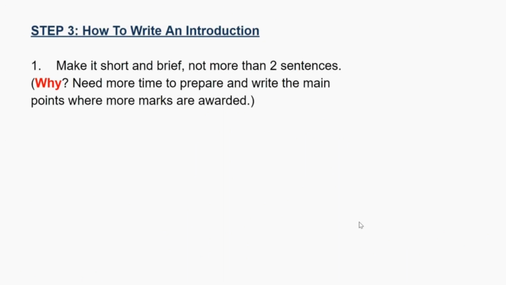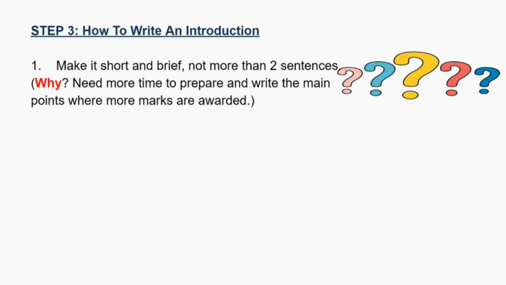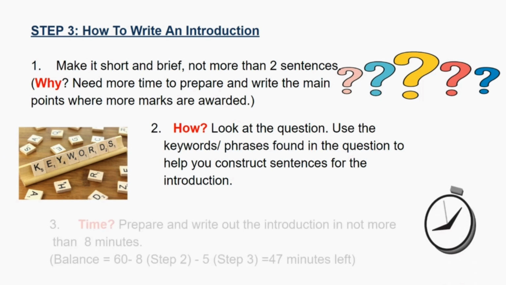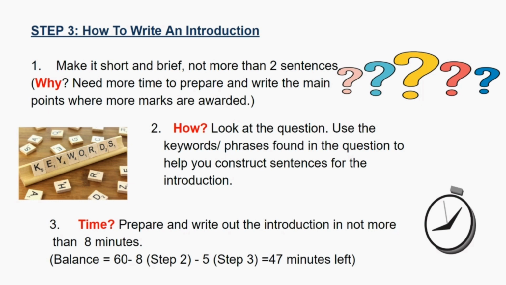Step 3. How to write an introduction. Number 1. Make it short and brief, not more than 2 sentences. Why is that? Because students need more time to prepare and write the main points where more marks are awarded. Number 2. How? Look at the question. Use the keywords or phrases found in the question to help you construct sentences for the introduction. And number 3. Time. Prepare and write out the introduction in not more than 8 minutes.